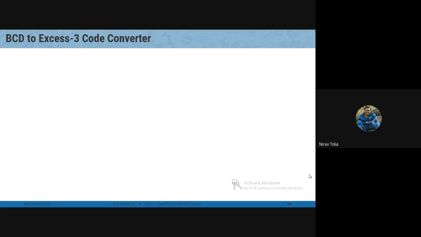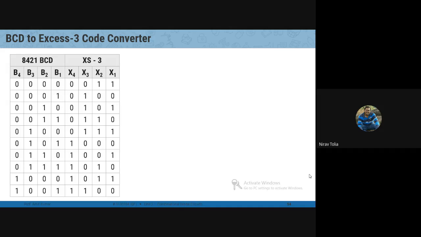And also we learned about the BCD to XS3 code converter. Again, we have to draw the truth table of the BCD to XS3 code converter. When we have a BCD number, we have to add 0011, or XS3, because we have to add 3 to the BCD code. And if you convert 3 of a decimal into binary, then it is 0011.